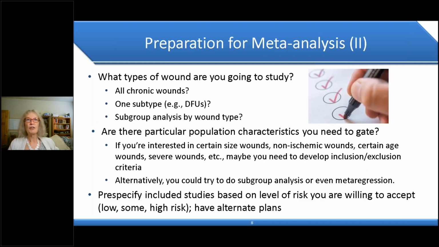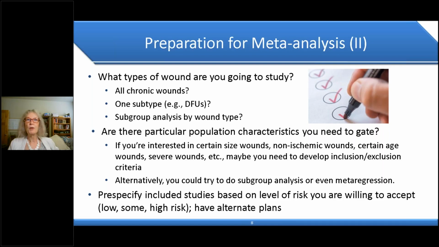Next, you're going to have to figure out what wounds you're going to study. All types of chronic wounds, one particular subtype, venous leg ulcers, diabetic foot ulcers, or do you want to study all different kinds of wounds and eventually do a subgroup analysis by wound type? Next, you're going to have to think about population characteristics. Are you interested in just what's out there, or are you interested in certain sizes of wounds, whether wounds are ischemic or not, older or younger wounds, severe wounds, and things like that?